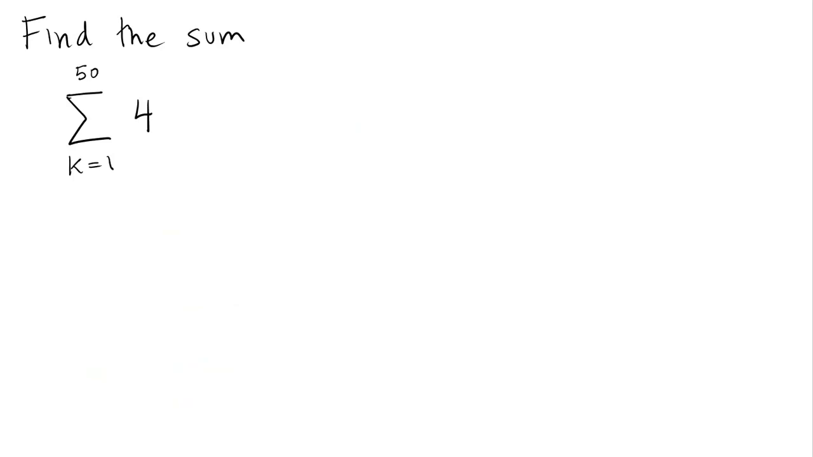This says find the sum from k equals 1 to 50 of 4. Here we're finding the sum of the first 50 terms of the constant sequence that always generates 4s. Now when you say that at first, it sounds like it's going to take a long time because we're adding up 50 terms. But let's take advantage of the fact that they're all 4s. The first term is 4 and the second term is 4. And we just get 50 copies of 4 added together. There are 50 terms here.